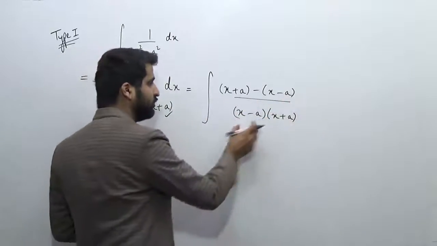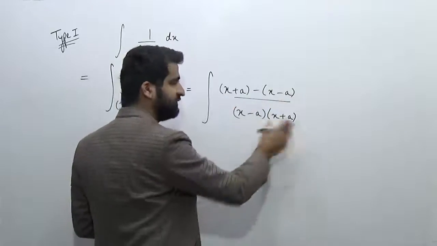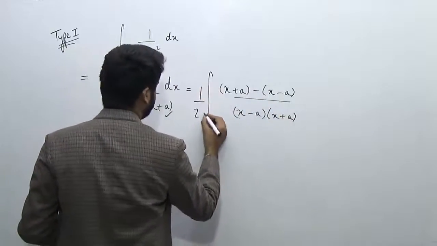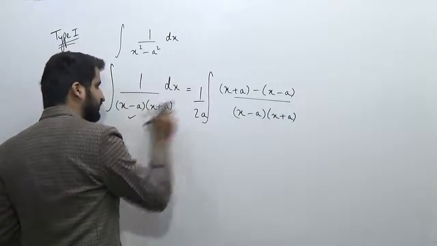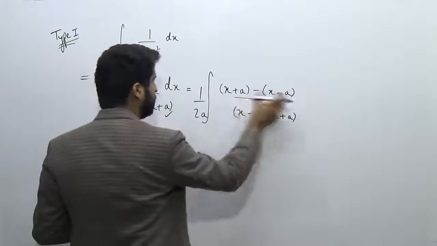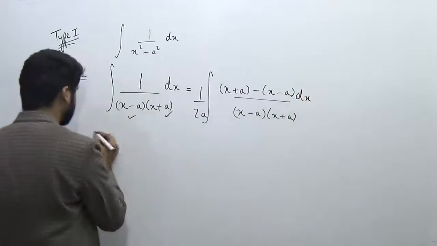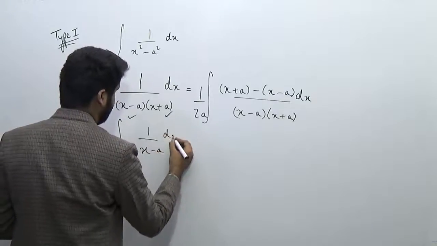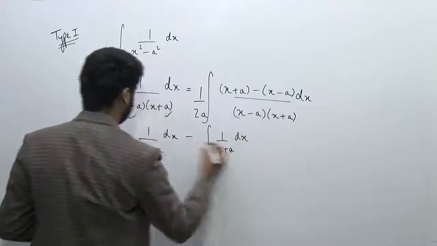Because I can cancel out these factors, x plus a with the denominator, similarly x minus a with the denominator later on. And you can see that in the numerator I am getting 2a, so I will divide this by 2a. So I'll explain again why I wrote this like this, because this became a numerical value which is equal to 2a. So I divided this by 2a and multiplied this by 2a and wrote it like this. And this can be written as 1 upon x minus a dx minus 1 upon x plus a dx.